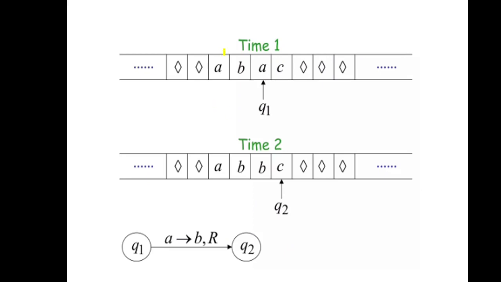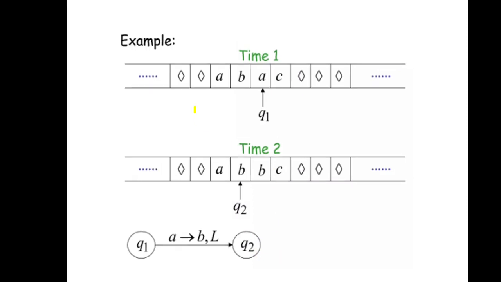In a similar way, with A, B, A, C, it takes A and replaces it with B after the process, and now it moves left and takes the symbol C. Then it moves right. So this is the process. The current state is Q1, it takes the symbol A from the input tape and writes the output symbol B into the input tape, and moves right. It's in the next state Q2 now. So like that some process is going on.